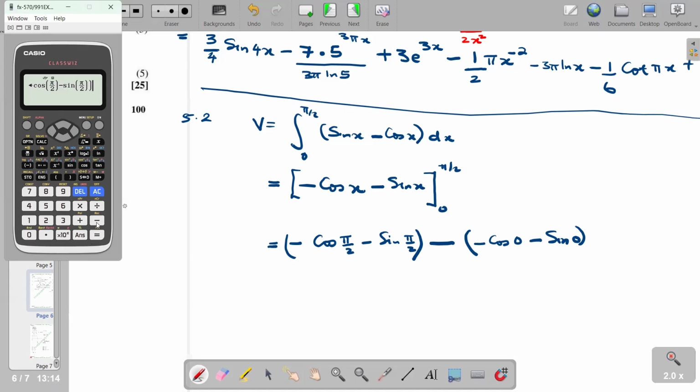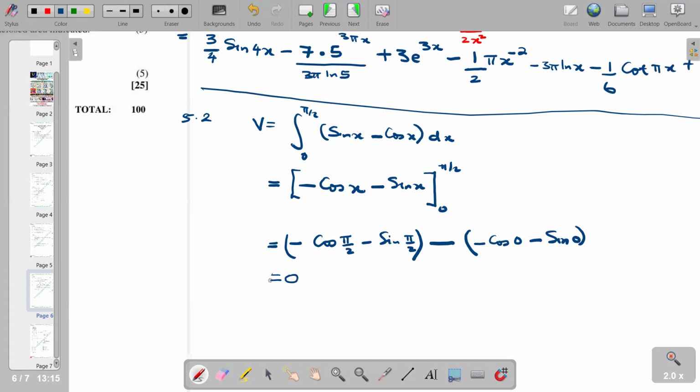Then I'm going to say minus open bracket, which is going to be minus cos 0, minus sine 0. Minus sine 0, this is going to give us a 0. So our answer here is 0.